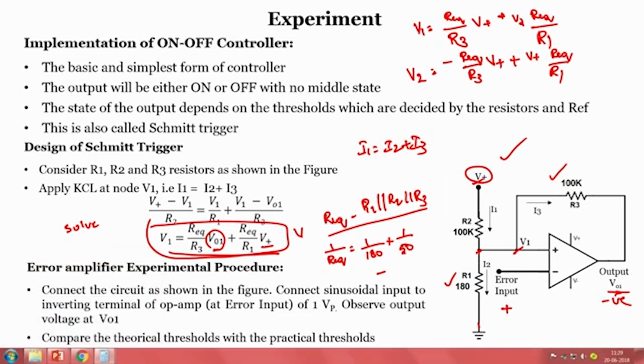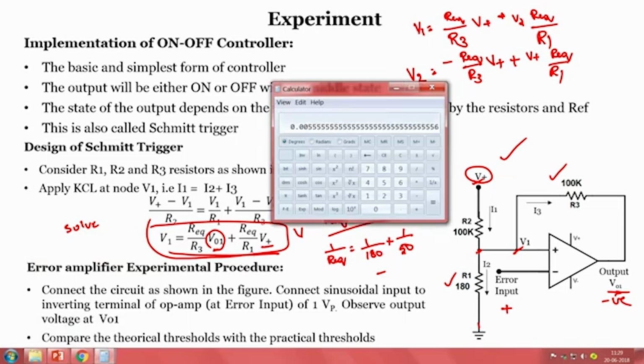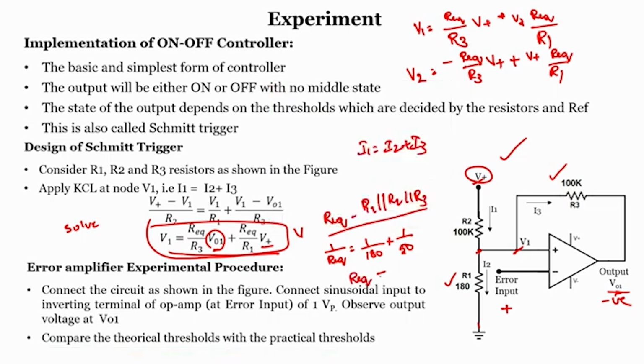1 divided by 180 plus 1 divided by 50. So, it is 0.255, and then 1 divided by the answer, which is 39.13. So, R equivalent is 39.13. One more thing: this is 50 K and this is ohm, so whatever calculation we made is wrong.